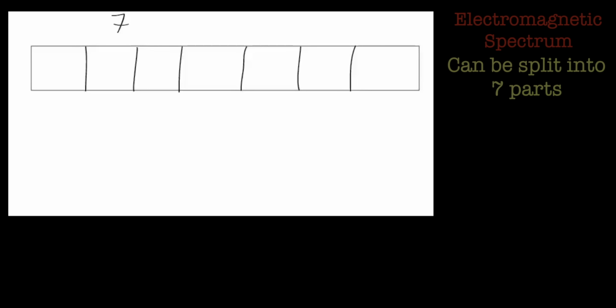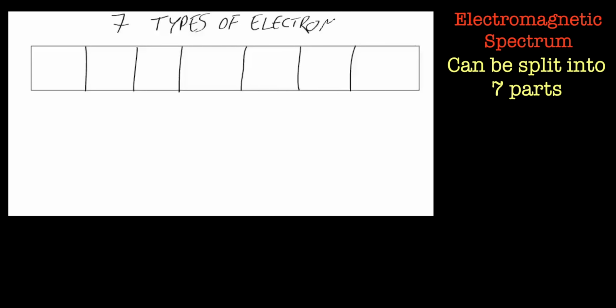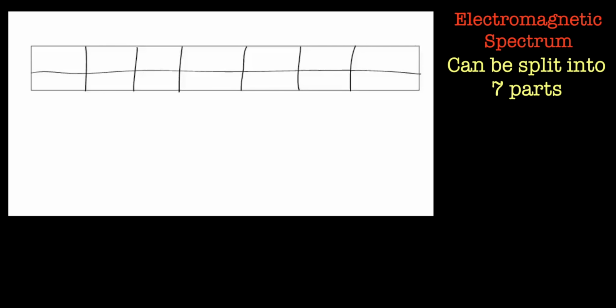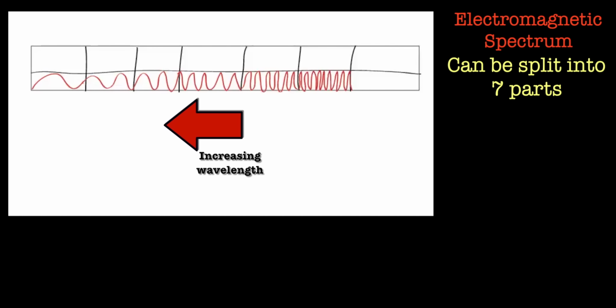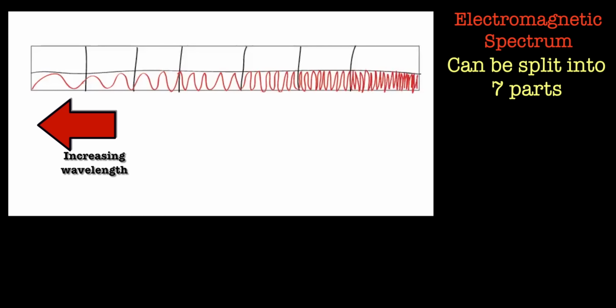Now, the electromagnetic spectrum can be split up into 7 distinct parts, each one being distinguished by a particular range of wavelengths or frequencies. So on the left hand side we've got the longest wavelength parts of the electromagnetic spectrum, going all the way down to the short wavelengths on the right hand side.